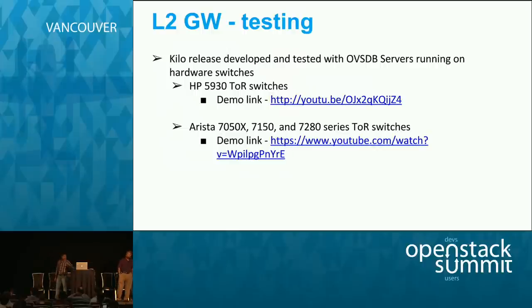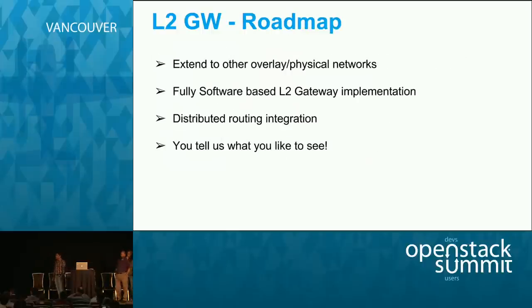So what's next? These are all the future roadmap items. Currently on the overlay side, that is the Neutron side, we support only the VXLAN type. We have to add support for other tunneling schemes like NVGRE or MPLS. On the physical, legacy side, we support only the VLAN type. The current implementation is hardware based, so a software based one we have to implement.